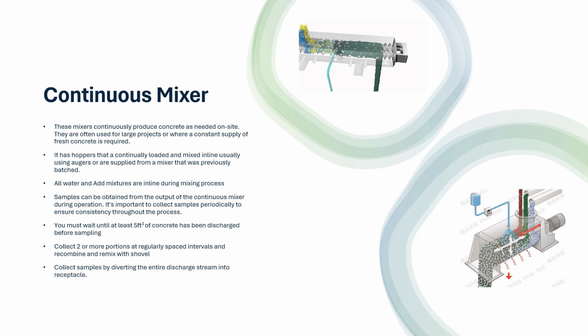Samples can be obtained from the output of the continuous mixer during operation. It is important to collect samples periodically to ensure consistency throughout the process. You must wait until at least 5 cubic feet of material has been discharged before sampling. Collect 2 or more portions at regularly spaced intervals, then recombine and mix with a shovel. Collect samples by diverting the entire discharge stream into the receptacle.